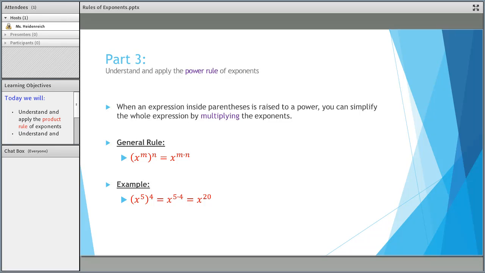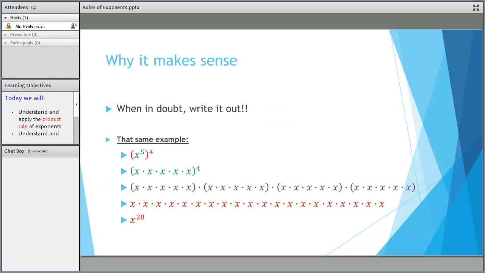I also like to call this power to a power. So it's x to the m to the n. And so what you can do is multiply the m and the n, and that becomes your new exponent. So for x to the 5th and then to the 4th, it's really x to the 5 times 4, or x to the 20th.